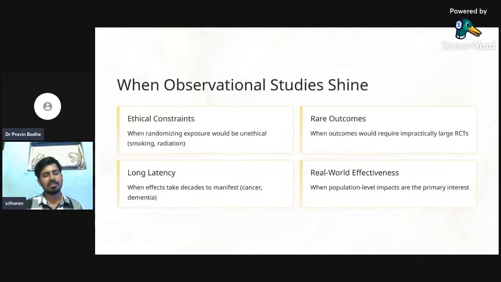It's cost efficient and saves time. For long latency we go to an observational study. By long latency I mean that cancer or dementia cannot appear immediately, the next day. It takes time. Example: the Hiroshima radiation attack. Cancer cannot come the next day itself, so there is a long latency period and an observational study is one of the choices. And real-world effectiveness: we are taking patients from the real world, day-to-day life.